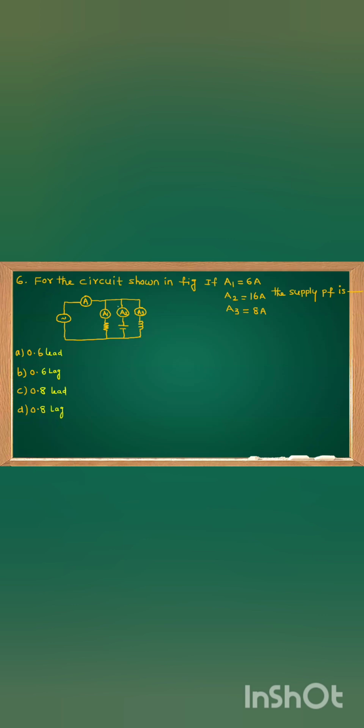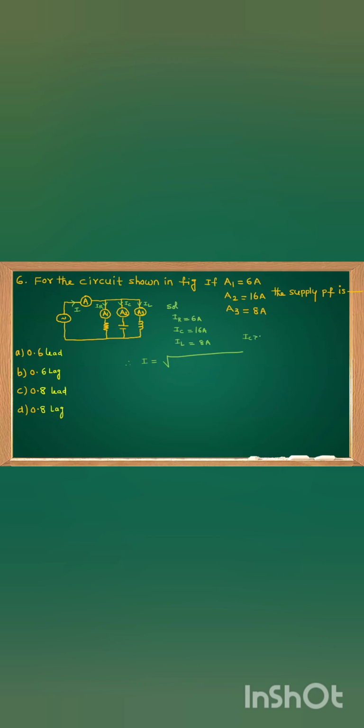Okay. Let this current be IR. This current is IC. This current is IL. This current is I. Simple question now. A1 is IR. IR is given as 6 amperes. A2 is IC. IC is given as 16 amperes. A3 is IL. IL is given as 8 amperes. We know I equals square root.